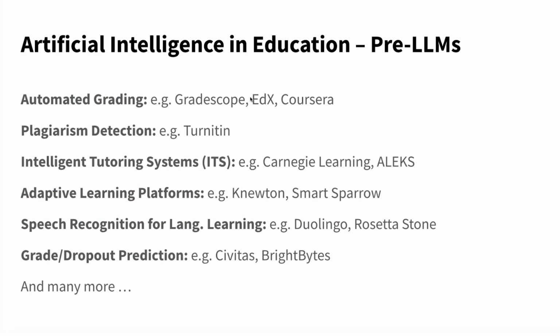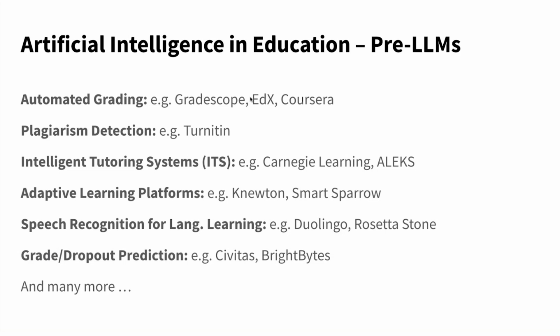Forgive me if this is already familiar to you, but I think many people don't realize just how pervasive AI or machine learning applications have been in education for a long time now. So here are a few examples of those. Automated grading is one that's perhaps widely known. Applications like Gradescope and massive open online course platforms like edX and Coursera implemented ways of automatically grading, which was a key to their scalability.